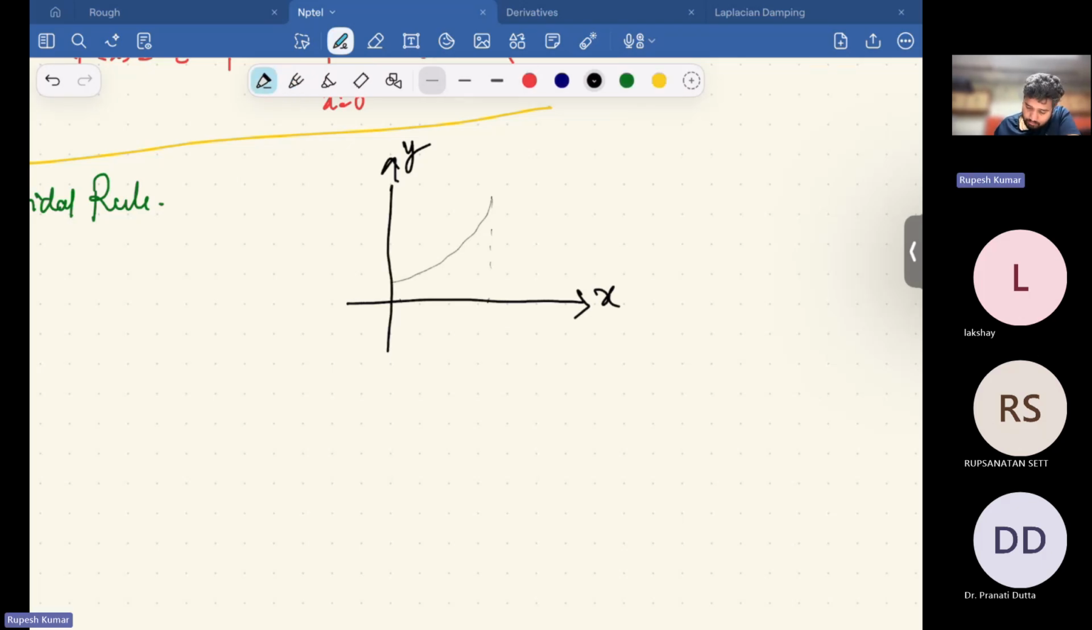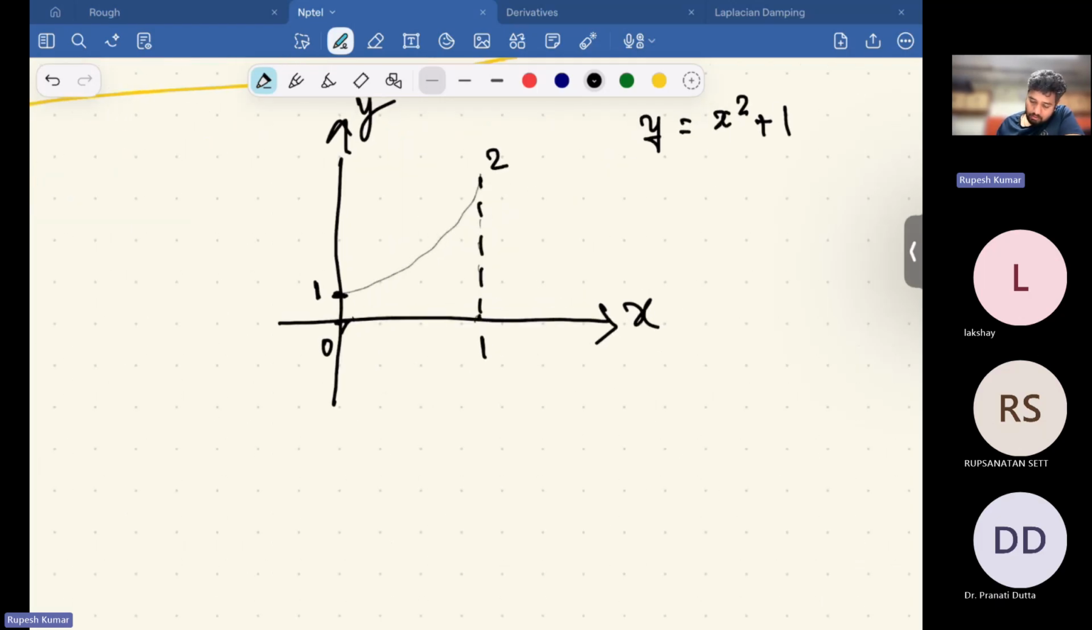So this is your function, right? So y is, let's say, 1 here. So y is equal to x squared plus 1. So when x equals 0, y equals 1. And then when x equals 1, y equals 2, right? So now you want to find the area under this curve.